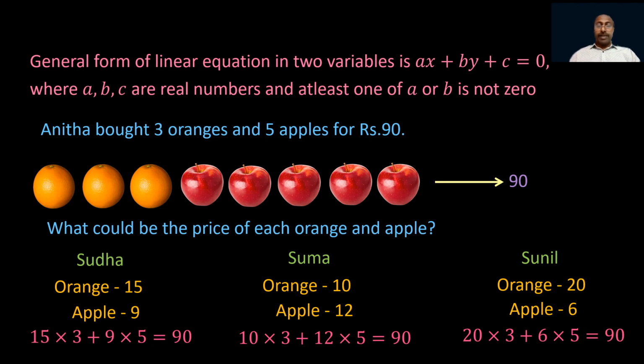So if we check their answers, all are correct. But there could be only one price at a time for orange and apple. But which answer is correct? So we cannot say. To solve this problem, one more situation is given.